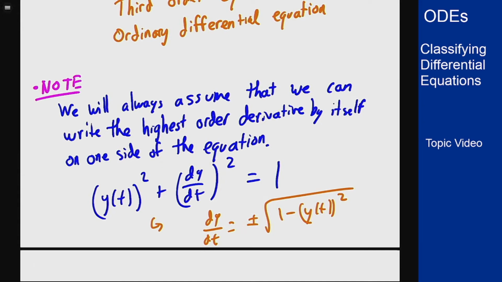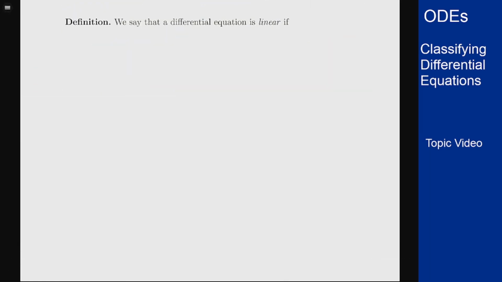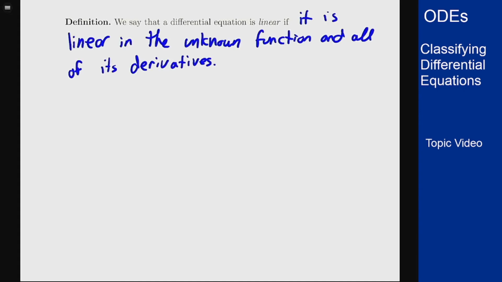And the last term I want to talk about at this point is the idea of a linear differential equation. These are really the easy kind of equations. These are ones that we like because they're easier to solve. We have better ideas of how to actually handle things if they are linear. So we say a differential equation is linear if it is linear in the unknown function and all of its derivatives. So what does that mean?